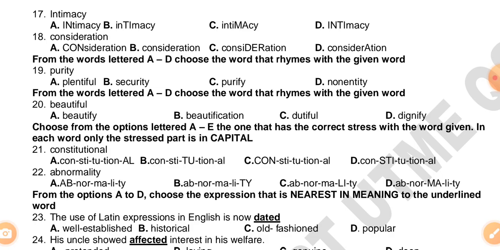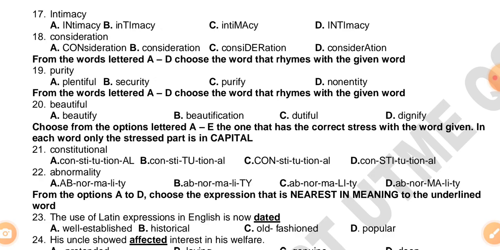Question 19. From the words letter A to D, choose the word that rhymes with the given word. Purity. Then A, we have plentiful. B, security. C, purify. D, nonentity. For question 19, the one that rhymes with purity is security. So the answer is B.